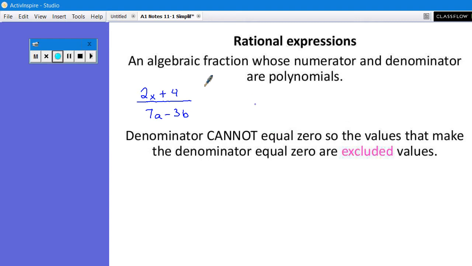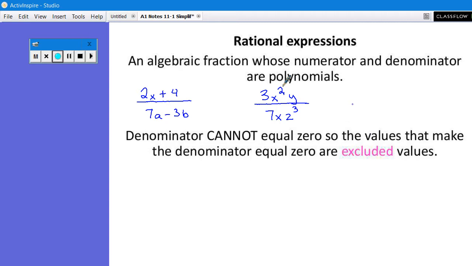We can also have a monomial over a monomial. We've seen these before. 3x squared y over 7xz to the third. You've got some variables in common. They don't have to have them in common. You would have to simplify those out if you needed to simplify them, but it's still a monomial over a monomial. Therefore, it makes it a rational expression.